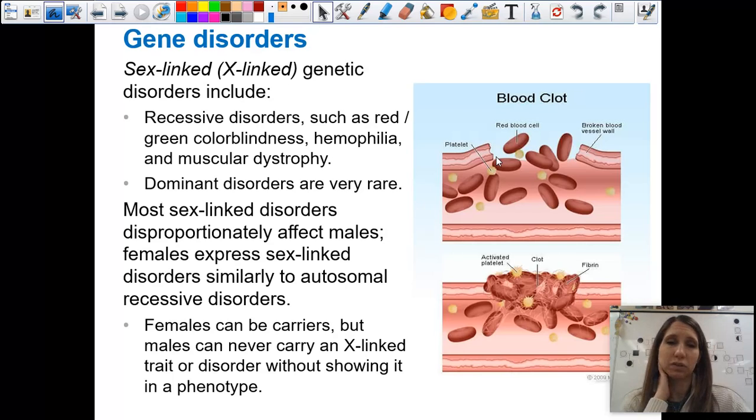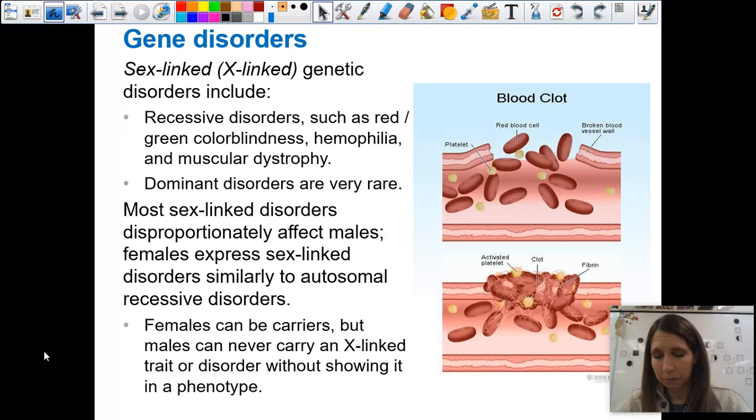Most sex-linked disorders, as I mentioned, are going to disproportionately affect males, meaning more males are going to have the disorder than females. Females, again, express our sex-linked or X-linked disorders just like we express anything on our X, in that we have 2 copies. And with those 2 copies, whatever's dominant will show. Recessive can be covered up if there's a dominant allele present.